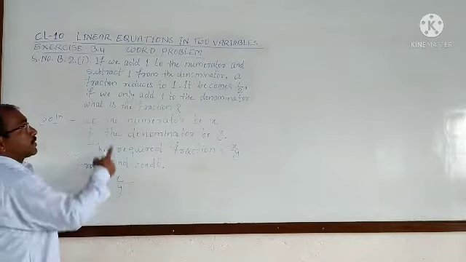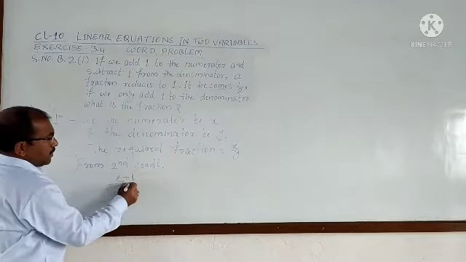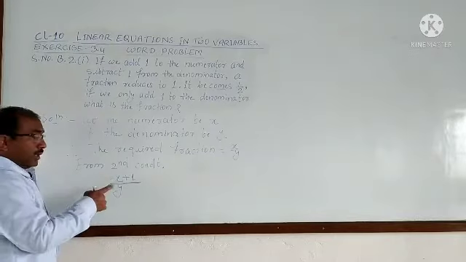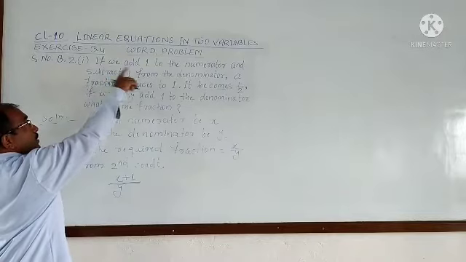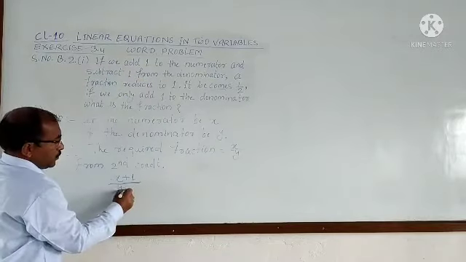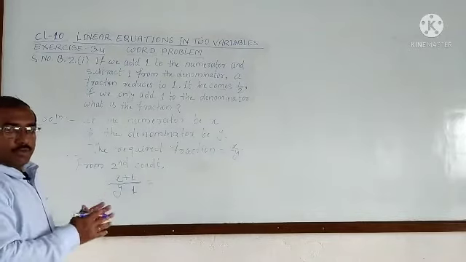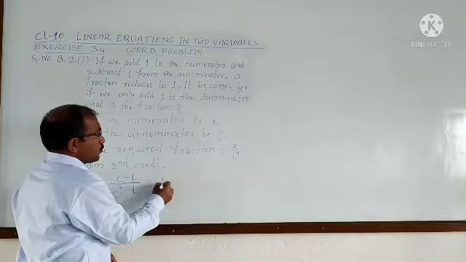X by y is the fraction. If we add 1 to the numerator, automatically we will add here. Just reading the condition, it comes to our mind: adding 1 to the numerator, and also subtracting 1 from the denominator. So we will subtract. It is nowhere difficult to understand. Add 1 to the numerator, subtract 1 from the denominator, and the fraction reduces to 1.